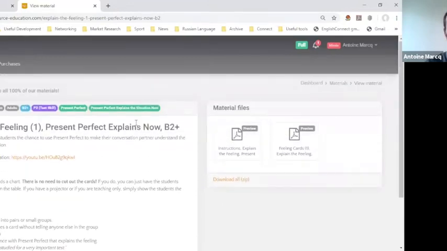This one is for B2+, that's number 1. You'll find some for C1, for example, that are going to be a bit higher level. The feelings are going to be a bit trickier. There were some tricky ones here.